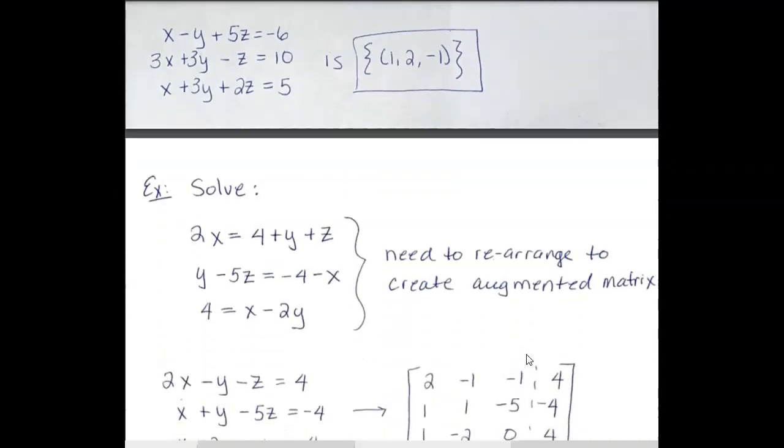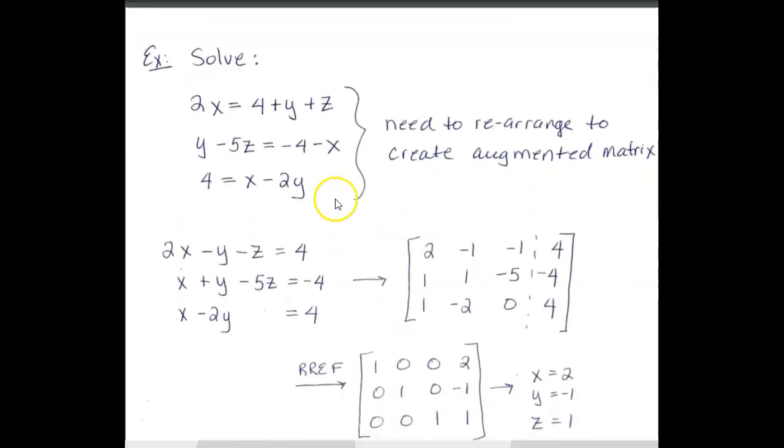Okay, so let's try one more. We want to solve this system using matrices. All right, this one, notice my variables have been rearranged a little bit, so I can't create my augmented matrix until I rearrange. So I need to rewrite each equation with the x term first, followed by the y term and the z term equal to the constant on the other side. So this first equation, I'm going to leave the 2x, but I'm going to subtract the y and subtract the z over. So I'll get 2x minus y minus z, and we'll leave the 4, so equals 4.